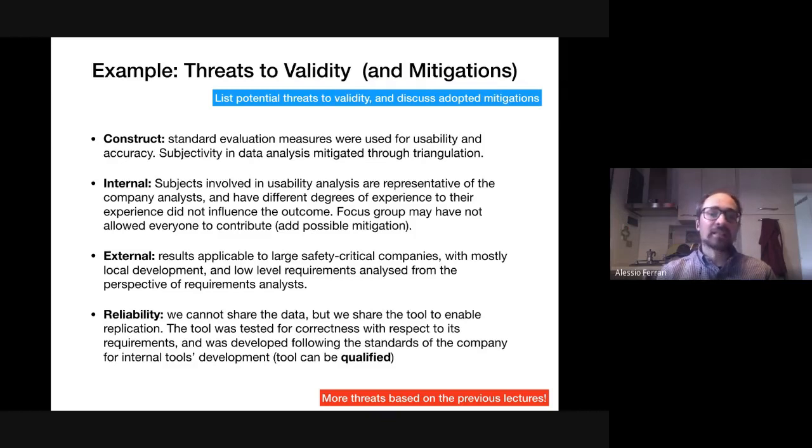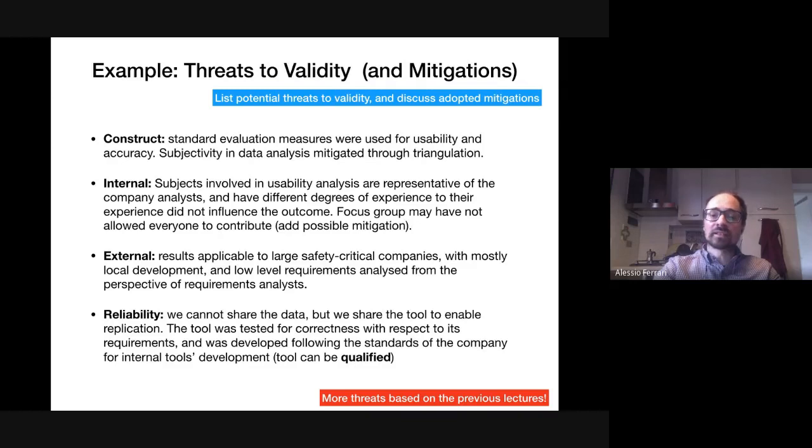For the external validity, we can say that our results are applicable for large safety-critical companies with mostly local development and low-level requirements analyzed from the perspective of requirements analysts. So you see, in this case, I hypothesize that I'm using just low-level requirements, not high-level requirements like in one of our variant designs. And the perspective is the one of the requirements analyst, because I imagine that I didn't involve the developer, okay? But this is already indicating to you to which extent your results are applicable.